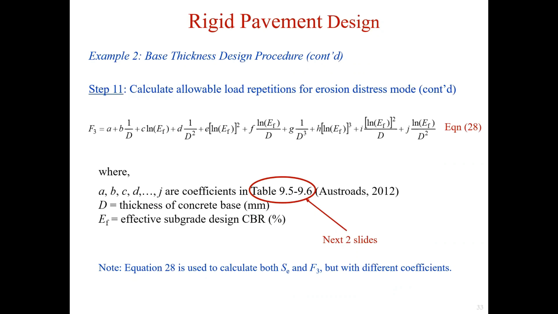The formula for erosion factor, F3, is shown here, where the parameters A, B, C, D to J are coefficients in tables 9.5 to 9.6. Again, D is the concrete base thickness in millimeter, and EF is the effective subgrade design CBR in percentage. Equation 28 is used to calculate both SE and F3, which means the expressions are the same and only the coefficients are different.